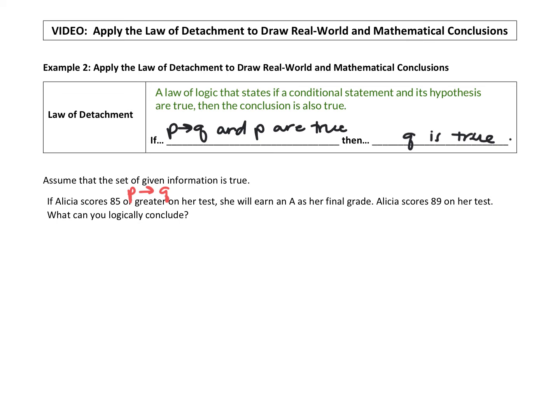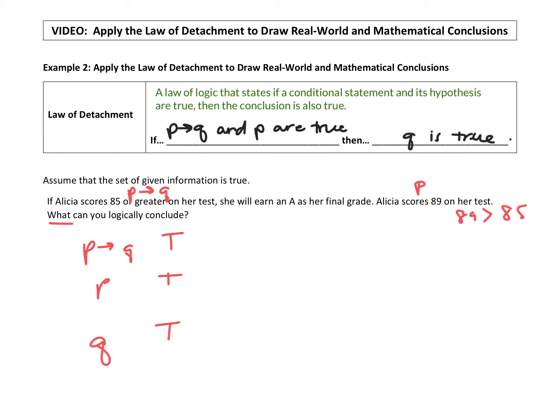So the next thing they told us was that Alicia scores 89 on her test. Because 89 is greater than 85, which is in the hypothesis over here, if she scores 85 or greater, well, she scored greater, her hypothesis is true. So if your conditional is true and the hypothesis is true, you can conclude that the conclusion is true.